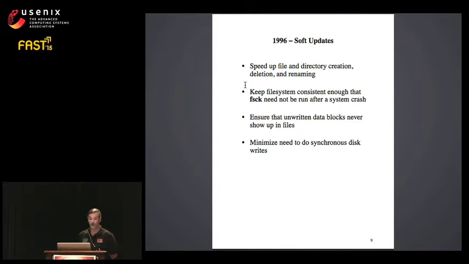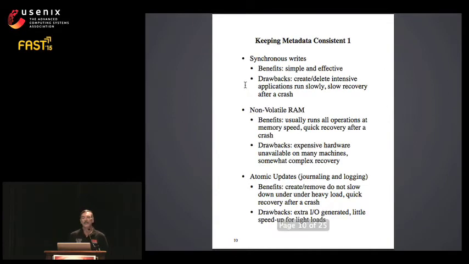I'm going to go quickly through them here for dealing with this. Soft updates is just one of them. The idea is that you want to keep the file system consistent enough that, in this case, you don't even need to run FSCK after a crash. You also want to ensure that you never have unwritten data blocks showing up in files, which was common up until this era. And obviously, you want to minimize the number of synchronous disk writes that you need to do. So how do you keep the metadata consistent?